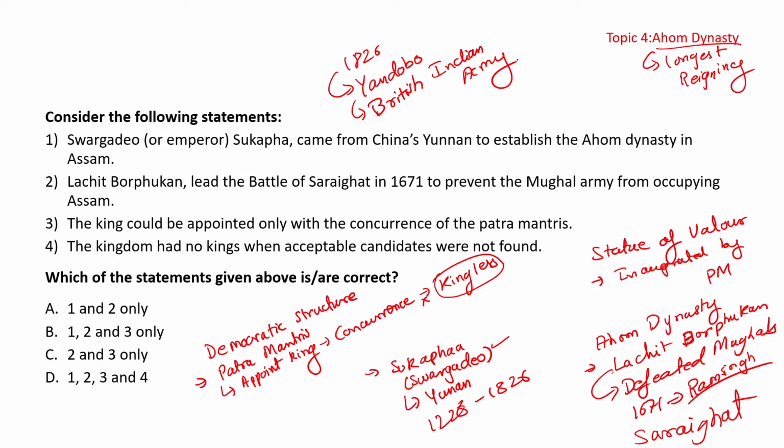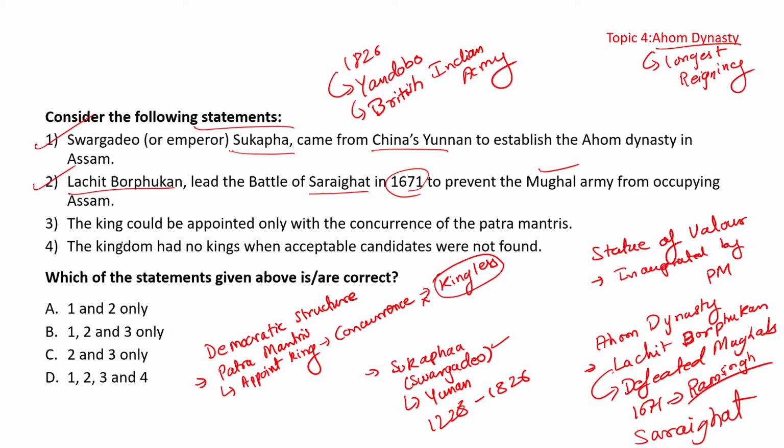Okay, chalo. Now let us look into the question. Consider the following statements. Swarnadev or Sukapa came from China's Yunnan to establish the Ahom Dynasty in Assam. Absolutely correct. Lachit Borpukhan led the Battle of Saraighat in 1671 to prevent the Mughal army from occupying Assam.